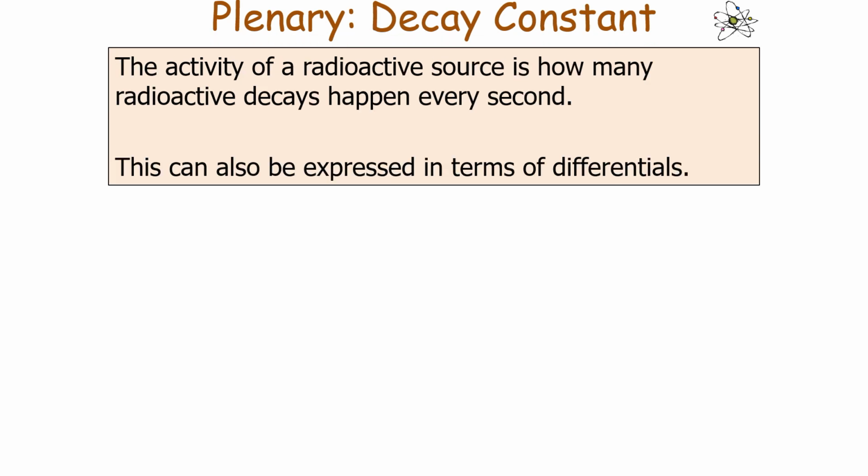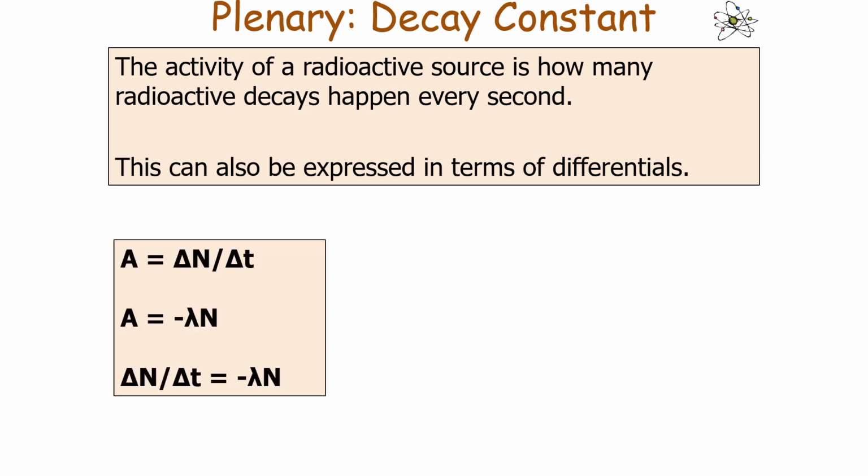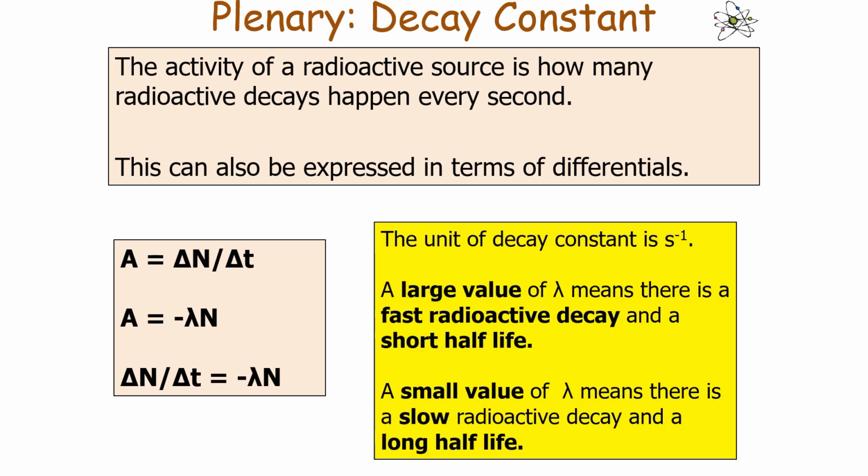So the activity of a radioactive source is how many radioactive decays happen every second, which we can also express in terms of differentials. So A is equal to delta n over delta t, and we know that A is equal to minus lambda n. So we can equate those two values. So we can say delta n over delta t, the change in the number of radioactive nuclei in a certain time, is equal to minus lambda n. Now the unit of the decay constant, as mentioned before, is seconds to the -1. So a large value of the decay constant means that there's a fast radioactive decay and a short half-life, whilst a small value of the decay constant means there's a slow radioactive decay and a long half-life.